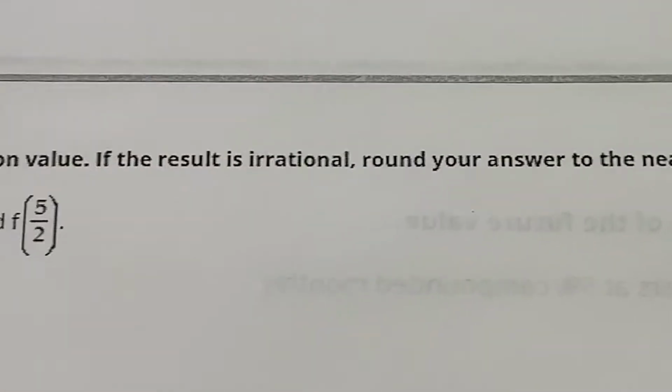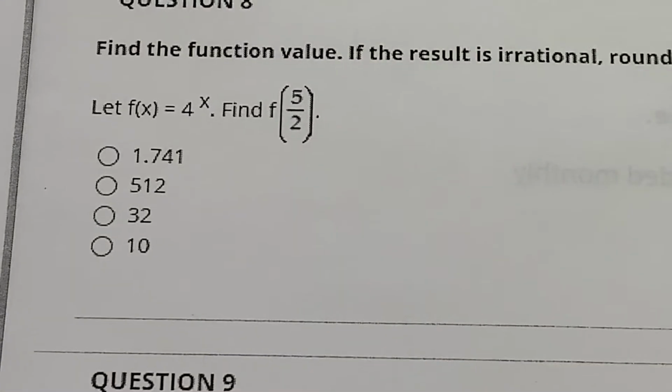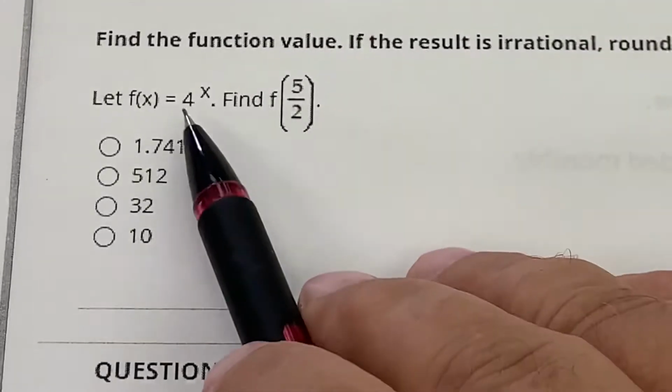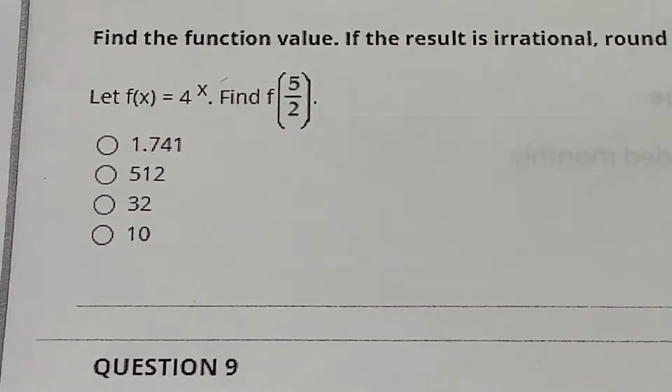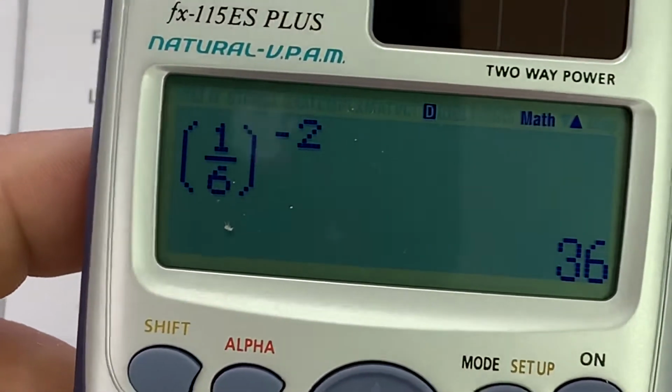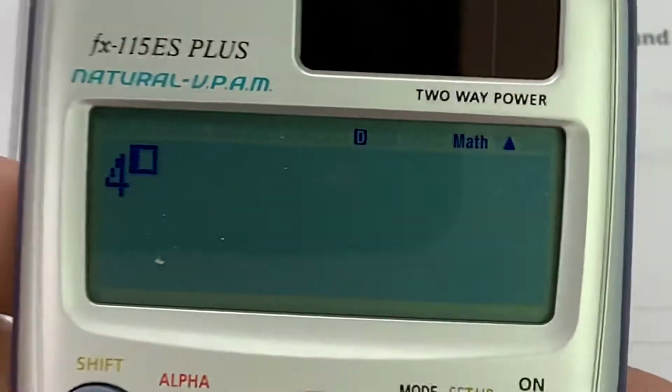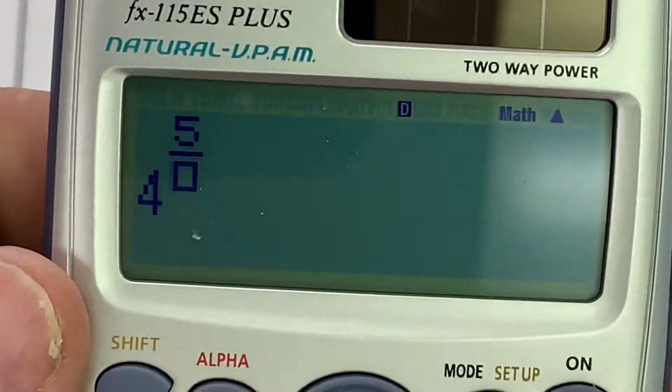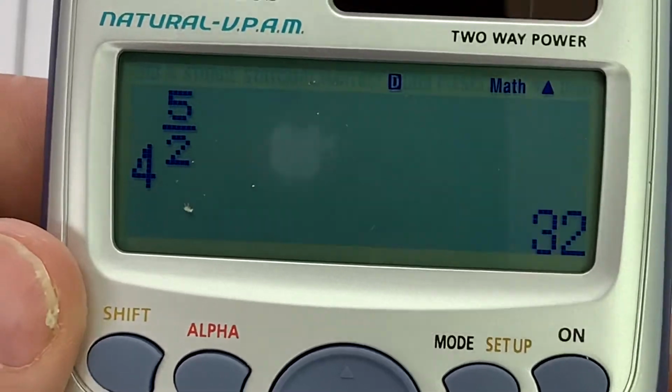Number 8. 4 to the x, and they want you to plug in 5 halves, so it's going to be 4 to the 5 halves. So 4, exponent button, 5 over 2. This should be 32, I think. 32.